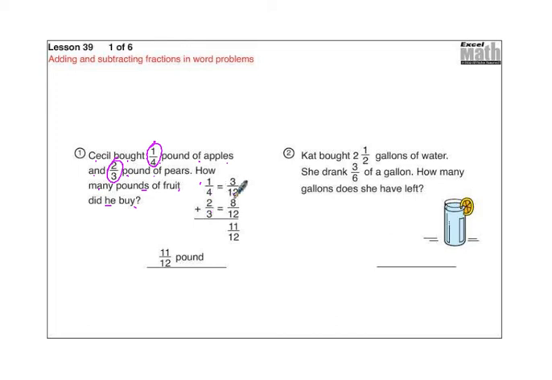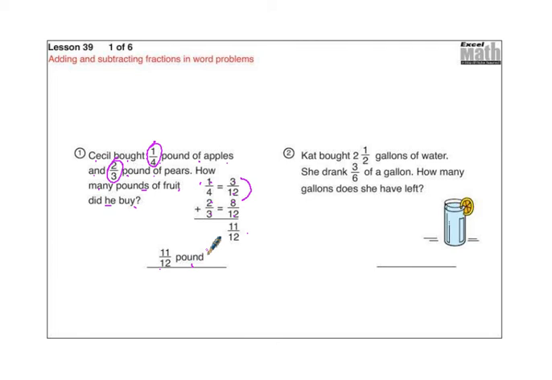And then 4 times 3 is 12, so 1 times 3 is 3. 3 times 4 is 12, 2 times 4 is 8. Add the 8 and the 3, and you get 11 twelfths. 11 twelfths pound. Now, 11 twelfths of a pound actually is what that would be.